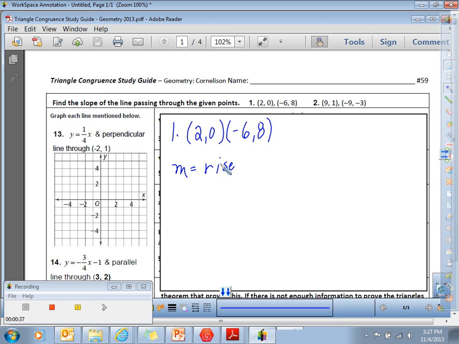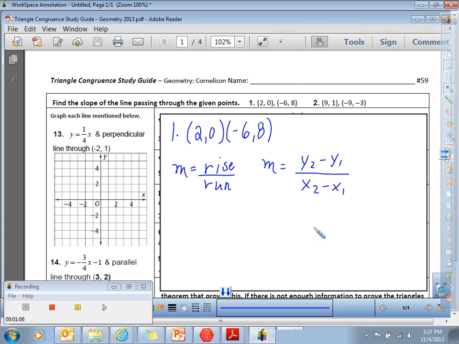So the slope is rise over run. Okay, and your rise, back up. Rise is going up or down, right? So is that dealing with x's or y's? What goes up and down? Which axis? The y-axis. So the slope is equal to y2 minus y1 over x2 minus x1. Okay? And this should be in your notes on that pink sheet.